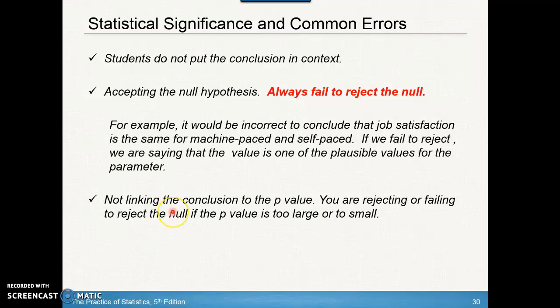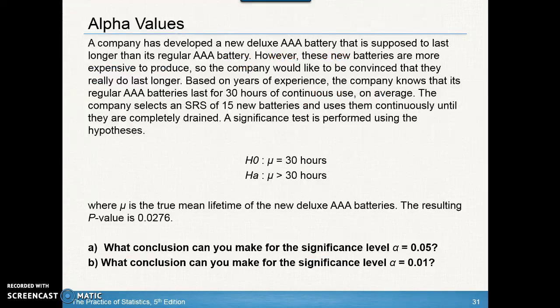Make sure you link the conclusion to the p-value. All right, how do you do that? You're rejecting or failing to reject the null if the p-value is too large or too small. So you want to make that connection. And I often say, like, I fail to reject the null because p is greater than alpha. Or I reject the null because p is less than alpha. So that's making that connection between the two.